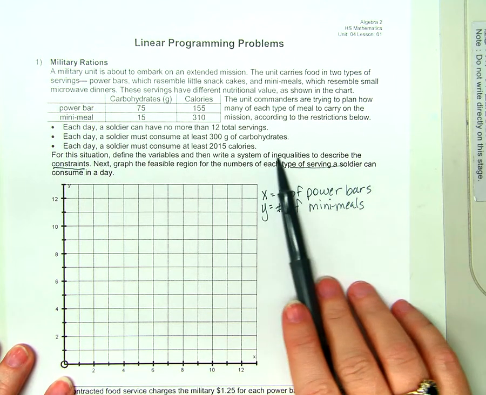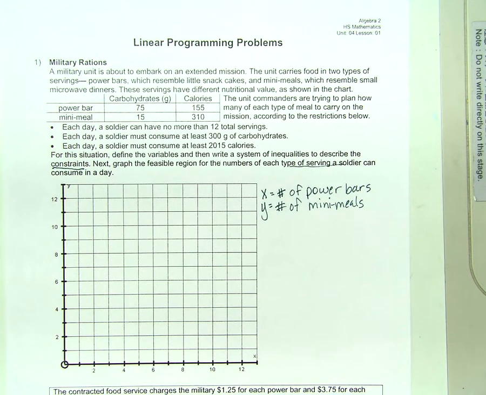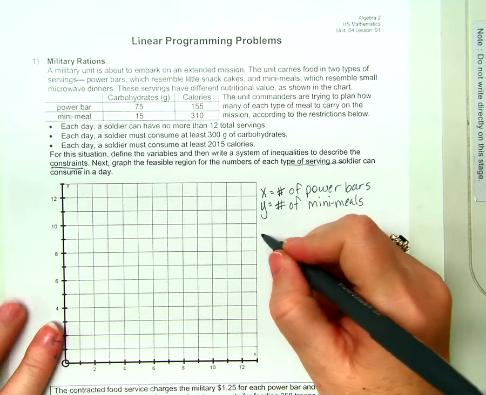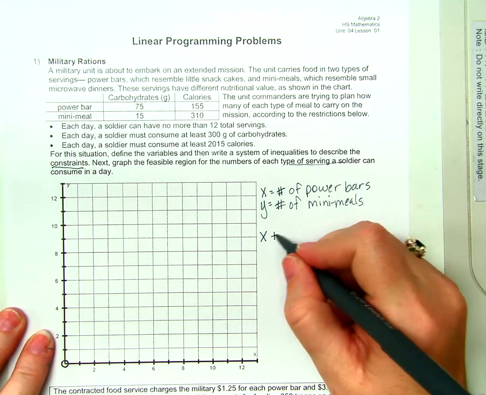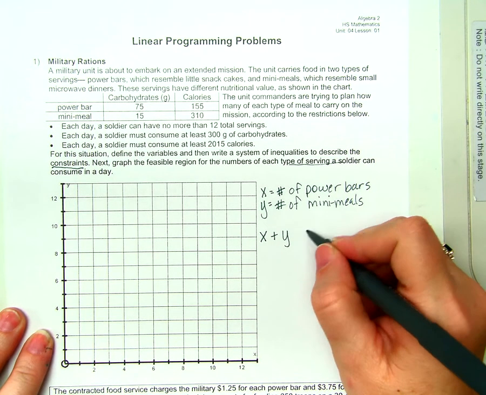Then write a system of inequalities to describe the constraints. What is my system of inequalities going to look like? X plus Y is what? Less than or equal to 12? Where did you get that from? I use less than or equal to, because it says they can't have more than 12 total servings. So if I take the number of power bars and the number of mini meals, that should have something to do with 12.